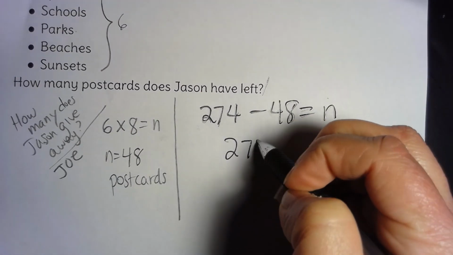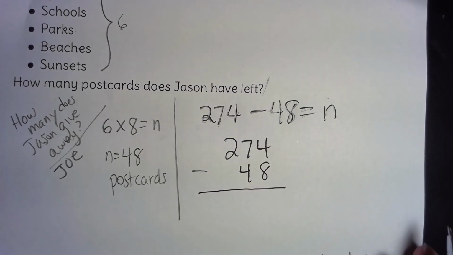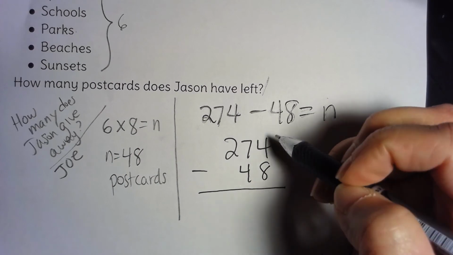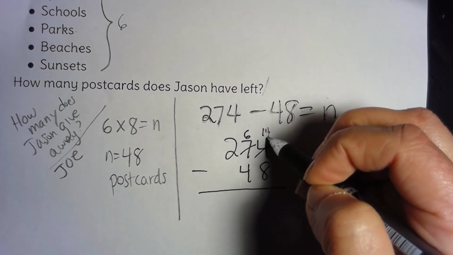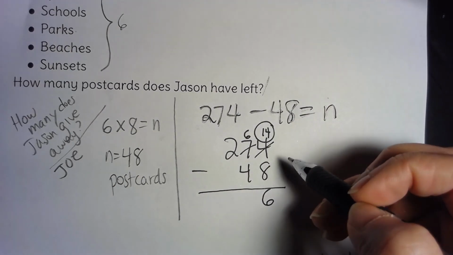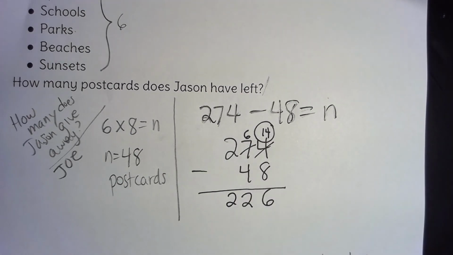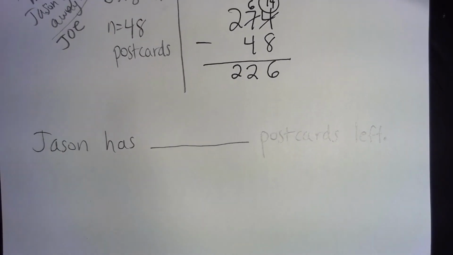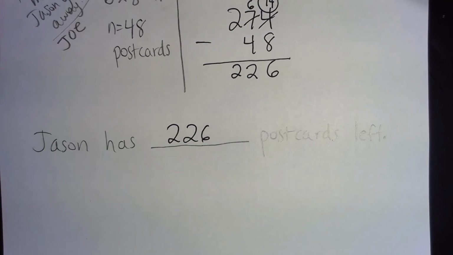Okay, so let me set it up, making sure that I'm respecting the places. That's better. Okay, 4 minus 8, I can't do it. So I slash, the 7 becomes a 6, 4 becomes a 14, and I circle it. 14 minus 8 is 6. 6 minus 4 is 2. 2 minus 0 is 2. So Jason has 226 postcards left. And that is the end of that.